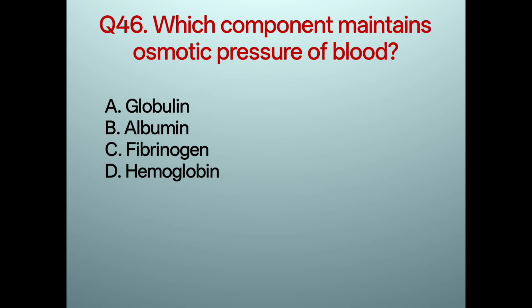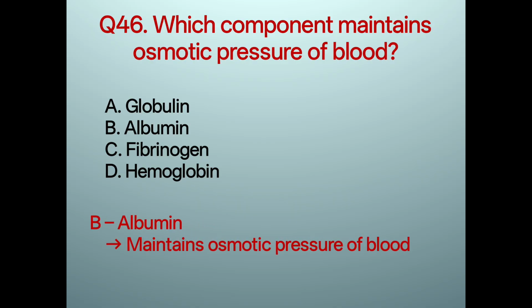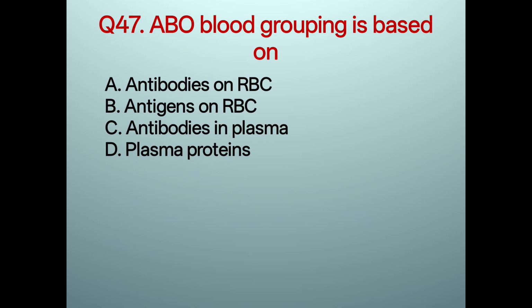Which component maintains osmotic pressure of blood? Globulin, albumin, fibrinogen and hemoglobin. The correct answer is albumin, maintains osmotic pressure of blood.